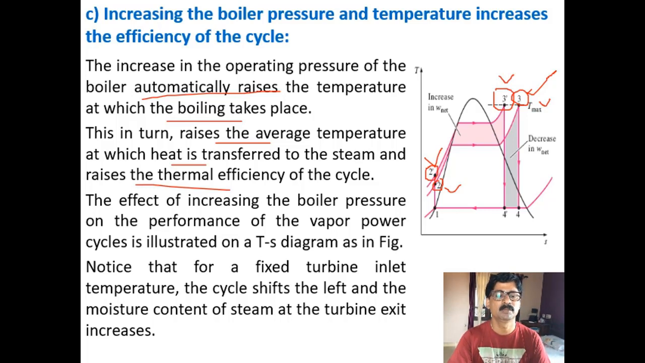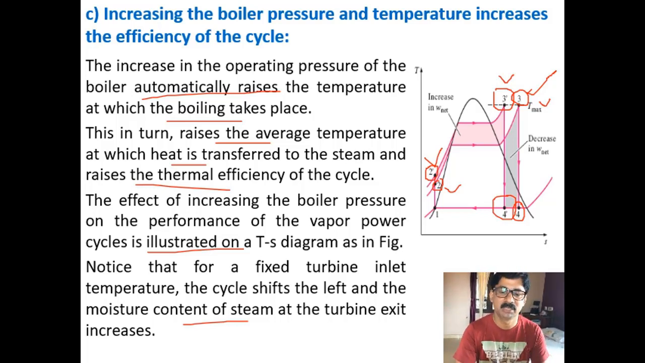The effect of increasing the boiler pressure on the performance of the cycle is shown on the TS diagram. Notice that for a fixed turbine inlet temperature, the cycle shifts to the left and the moisture content of the steam at the turbine exit increases, as you can see. This is one of the drawbacks of increasing the boiler pressure. Now point 4 is shifted to the left, that means it has more moisture content. So it is not a favorable effect on the performance of the entire power plant, because it has a negative effect on the turbine blades: the higher the moisture content, the more erosion and pitting there will be on the blades.